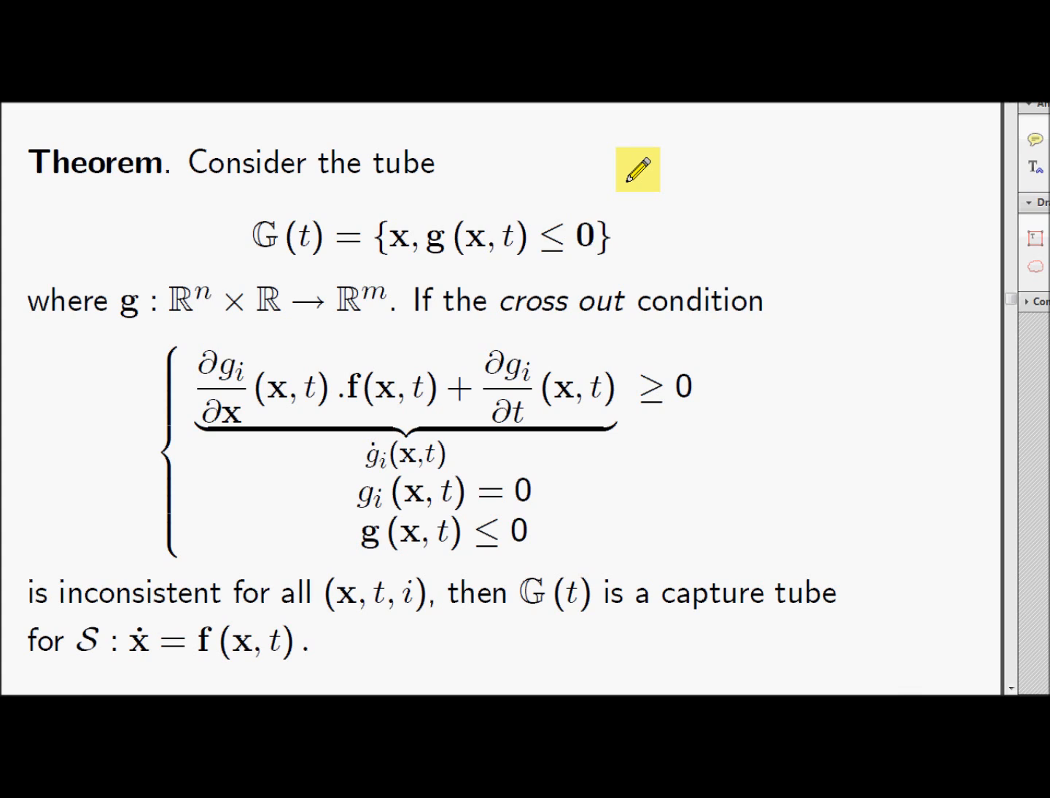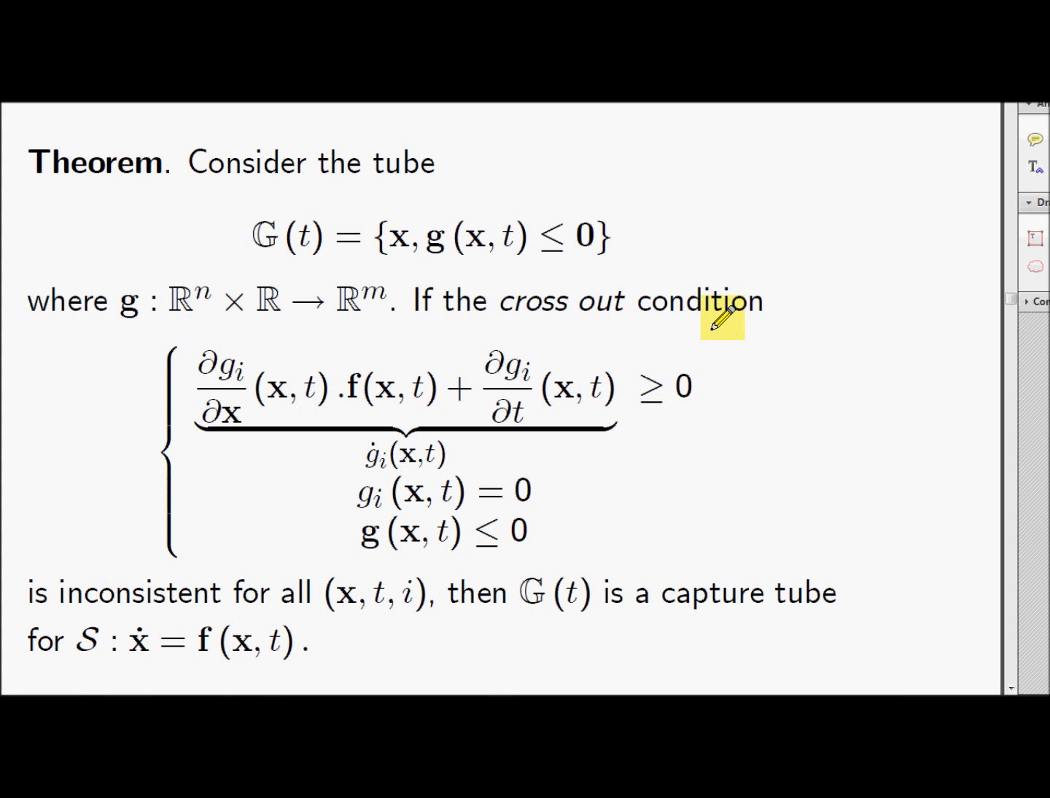The following theorem will make it possible to prove that we have a capture tube by transforming this property into a set of inequalities, into proving that a set of inequalities has no solution. So assume that I have a tube which is described by a nonlinear inequality which depends on the state and also on time t. So J corresponds to m inequalities.